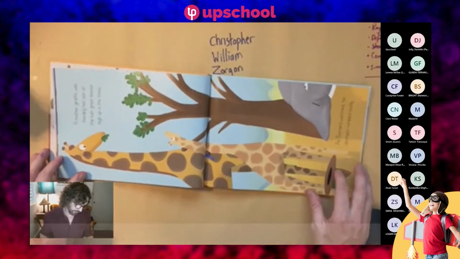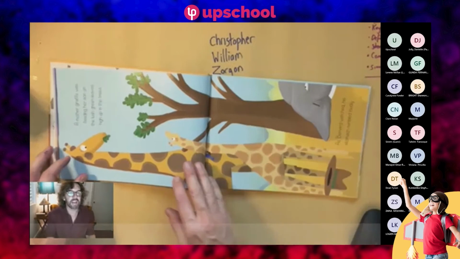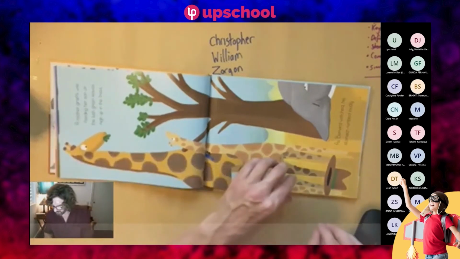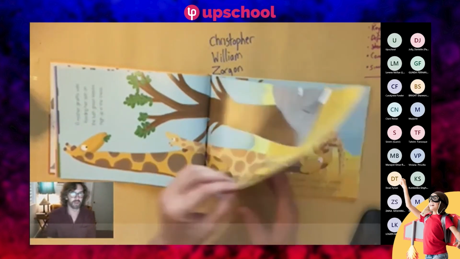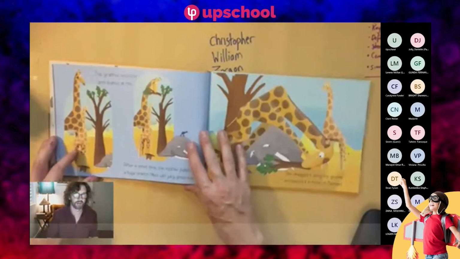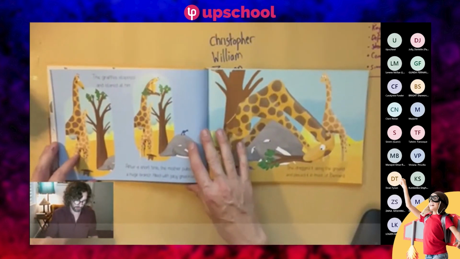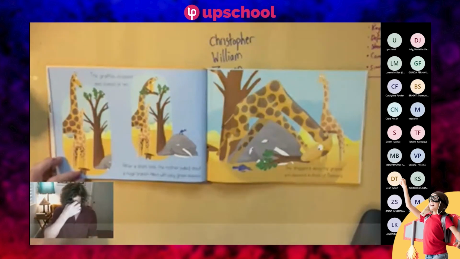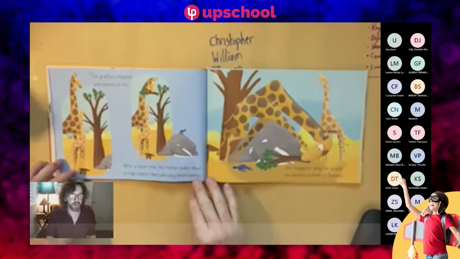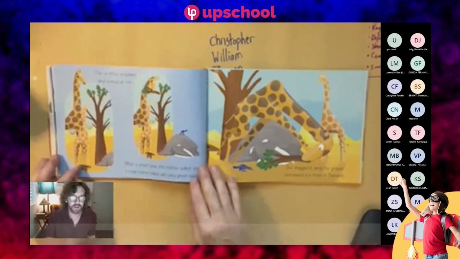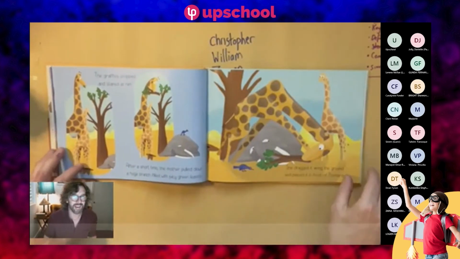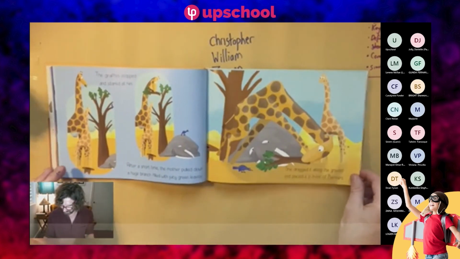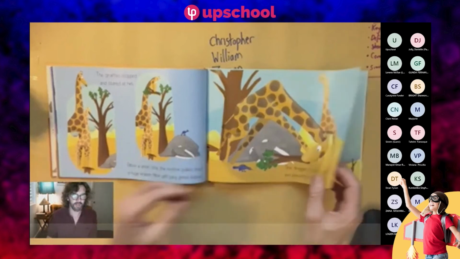A mother giraffe was feeding her son on the lush green leaves high up in the trees. As Bernard watched, his stomach rumbled loudly. The giraffe stopped and stared right at him. After a short time, the mother pulled down a huge branch of juicy green leaves, and she dragged it in front of Bernard. What a kind giraffe this giraffe is.